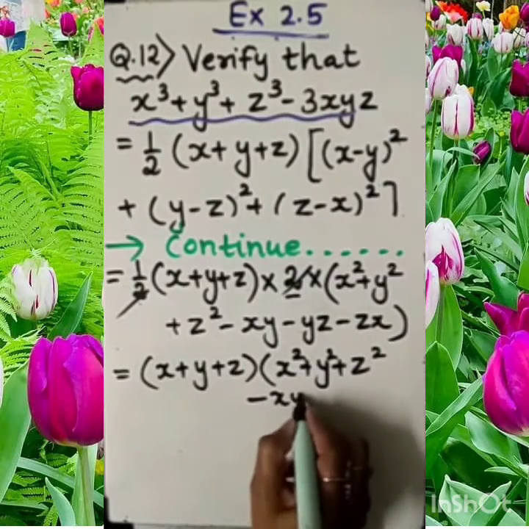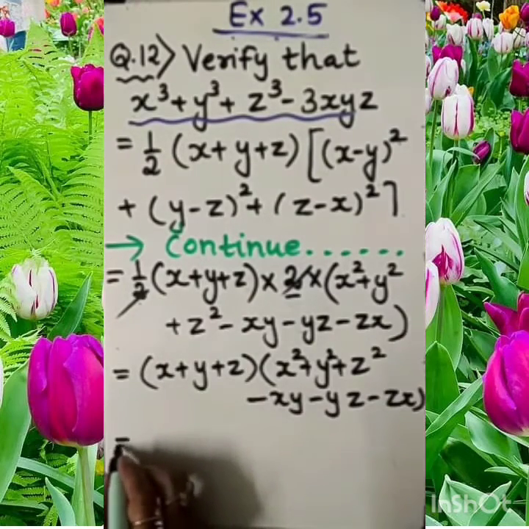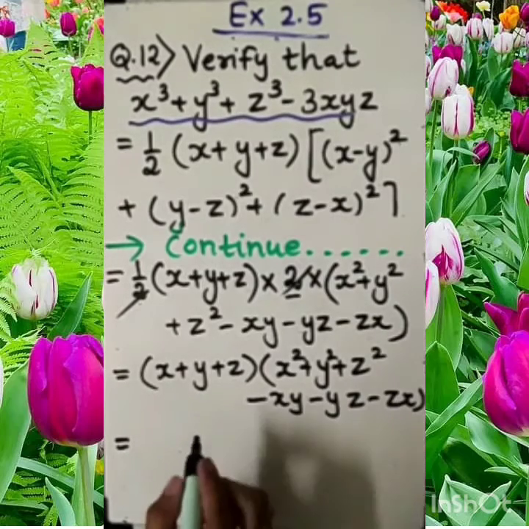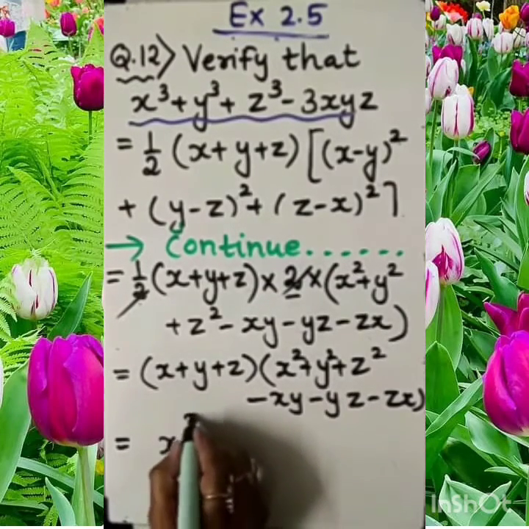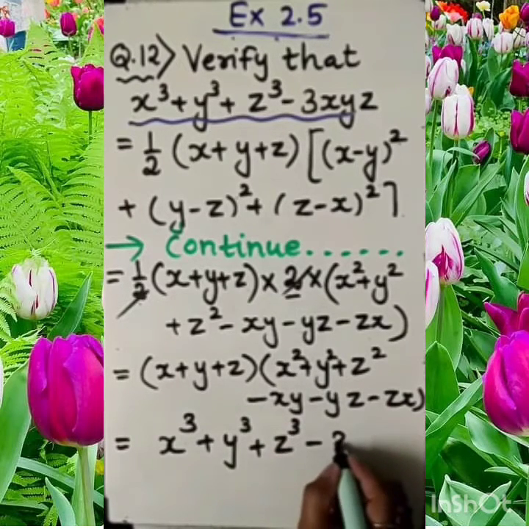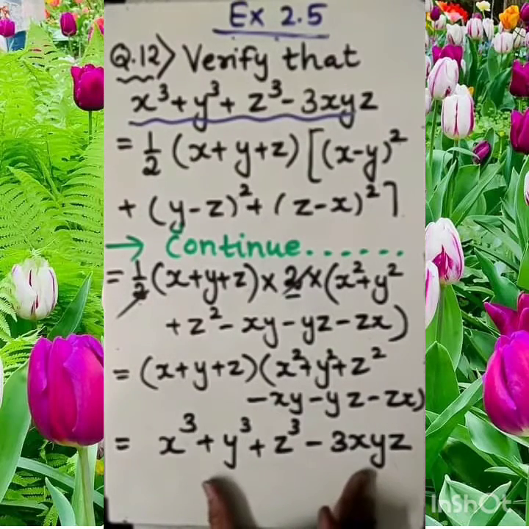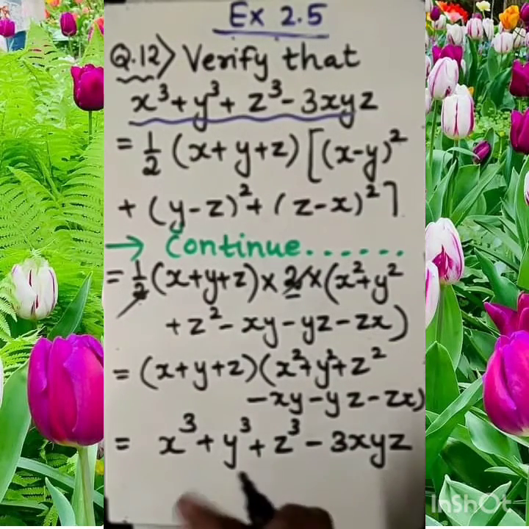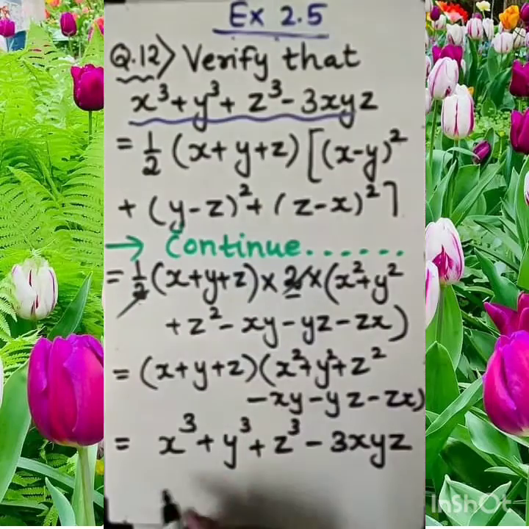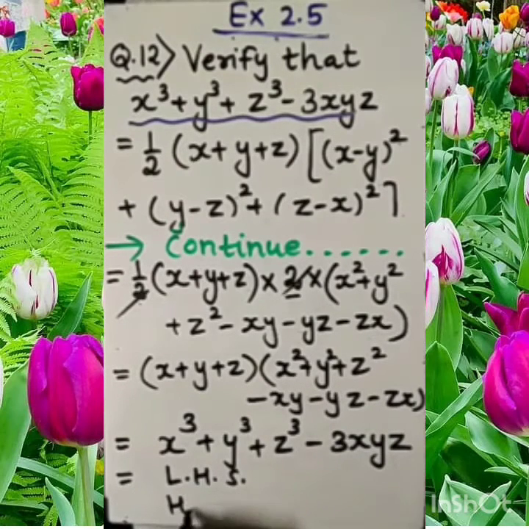And as we know that this is itself an identity which we have studied in question number 12. And this identity, its solution is, this is the cube identity, x cube plus y cube plus z cube minus 3xyz. This is the identity and this is equal to which you have already proved in question number 11. So this is LHS part. So I need to write this is LHS. Hence it is verified.